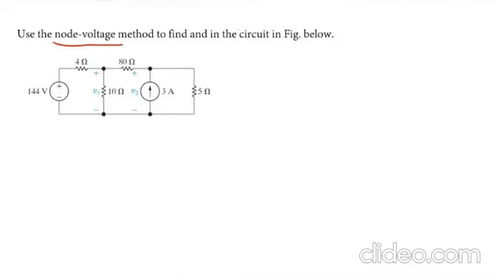To use the node voltage method to find V1 and V2 in the circuit below. Obviously, this is V1 and this is V2. So how many equations do you need for this question? Two. You need two equations because you have V1 and V2. The first equation comes from the V1 node and the second one comes from the V2 node.